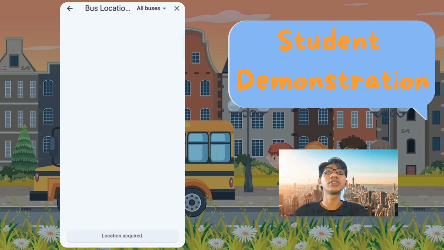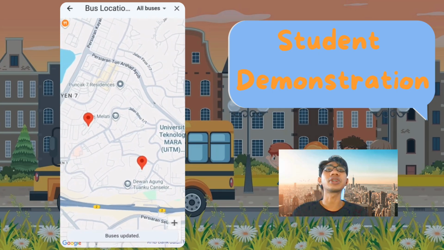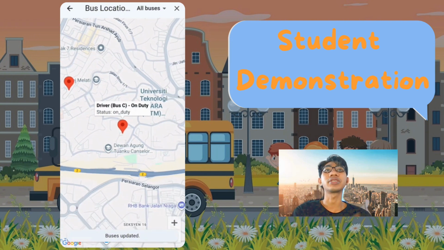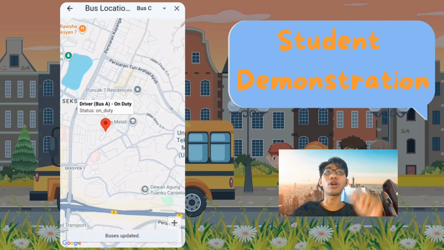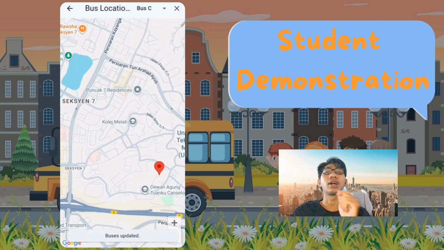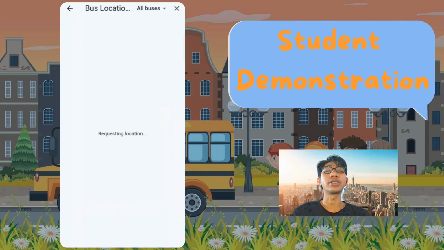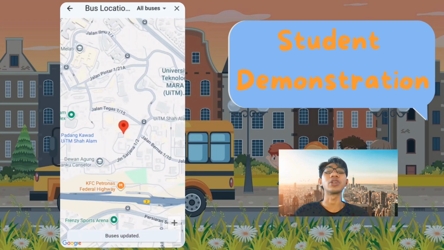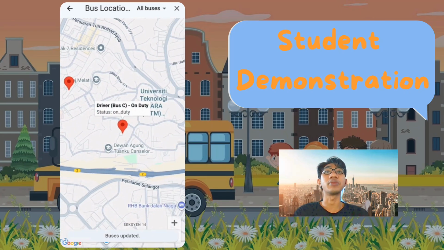shown to the student, and at the home page the student will see the bus schedule. We have bus A, bus B, bus C, and also bus D. At the bottom, you can see there is a box that shows track bus, the report, and also the profile. If we click on track bus, it will show this interface, which is Google Maps, that will show the marker of the available bus.